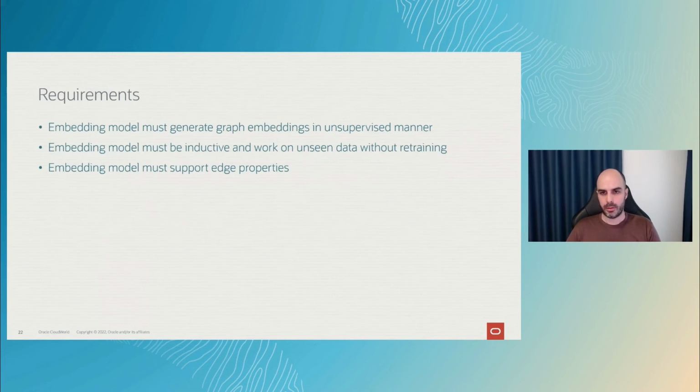So one key component of this pipeline is the embedding model. Let's have a look at a few requirements of that model. This model must generate graph embeddings in an unsupervised manner. We don't want to rely on labels in this case. We want this to work on any graph, essentially. Then the model must be inductive, meaning we want this to work on unseen data without retraining the model. So if we get a new case graph, it should work as well as with the ones that we trained the model on with the past cases.